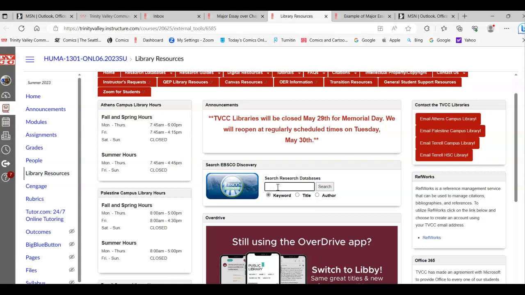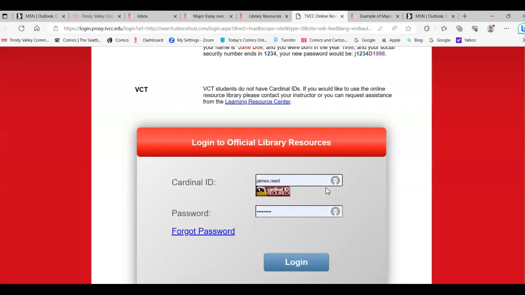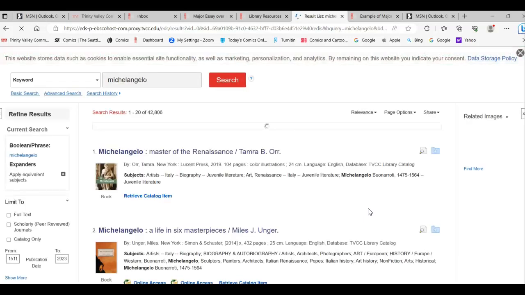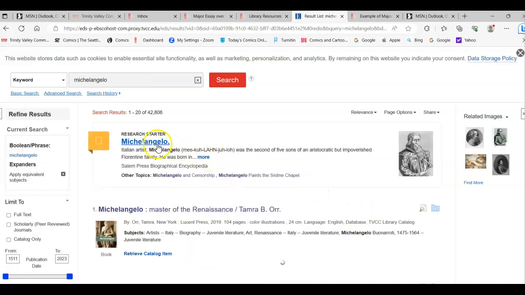So if I were going to look at this, and I was going to talk about Michelangelo, I will click on that, and then it'll ask me to log in. You use the same login you do for Canvas and for your Cardinal email, and it'll take you to EBSCO. And one of the nice aspects about this one, it gives you some details. It also gives you access to what is called a research starter.